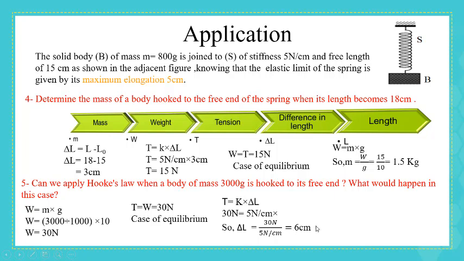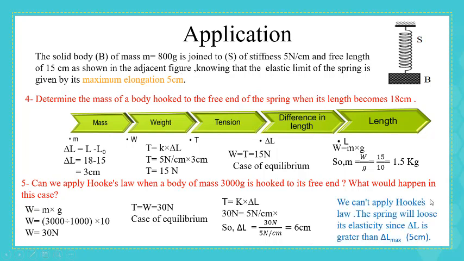Now we have to compare this elongation with the maximum elongation of this spring, that is 5 centimeter. So it exceeds this elongation. So what will happen? We can't apply Hooke's law. The spring will lose its elasticity since delta L is greater than the maximum elongation, that's 5 centimeter.